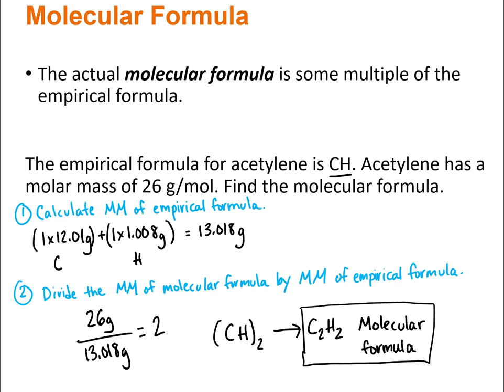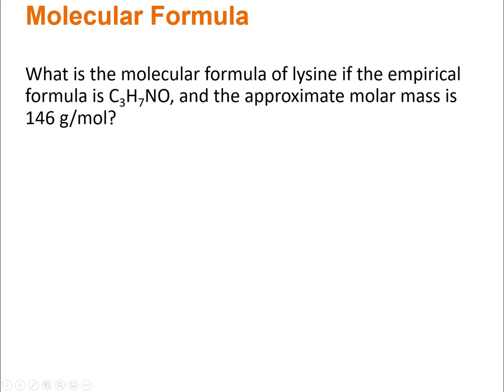I have one of these for you to try, and then we're going to string everything together. So the molecular formula of lysine, that's what we're trying to find. You're given the empirical formula, which is here, and you're given the approximate molar mass. Do the same thing that we just did. Calculate the molar mass of the empirical formula and then divide the molar mass of the molecular formula by the molar mass of the empirical formula. I'll give you about a minute and a half and then I'll start writing.